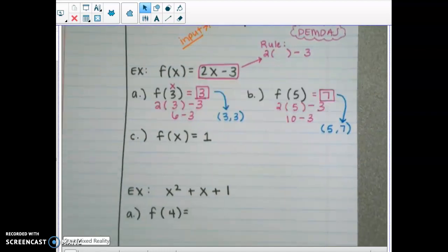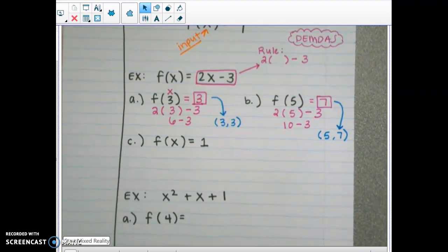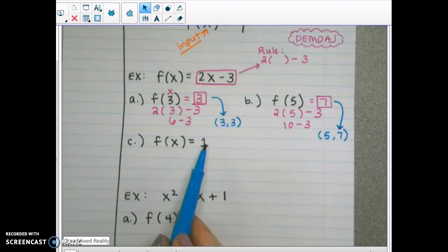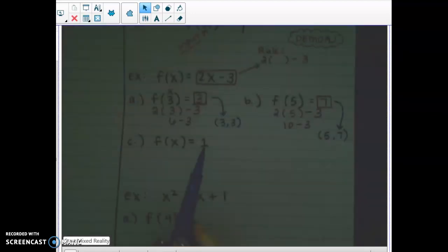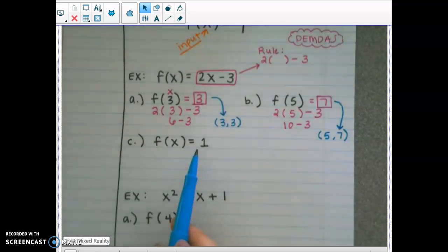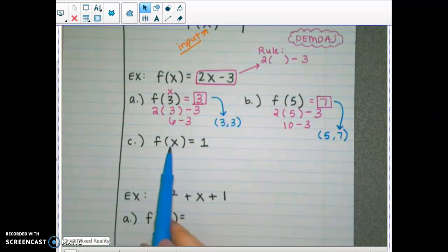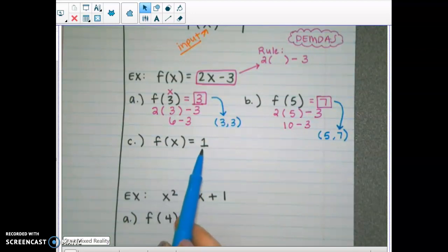All right, so let's look at C. Why is C a little bit different? Well, if you notice with C, what did I give you? Did I give you the number to plug in for X, or did I tell you what the answer is supposed to be? Yeah, I gave you the output. For this one, I don't know what number I want to plug in for X, but I know I want the answer to be 1.